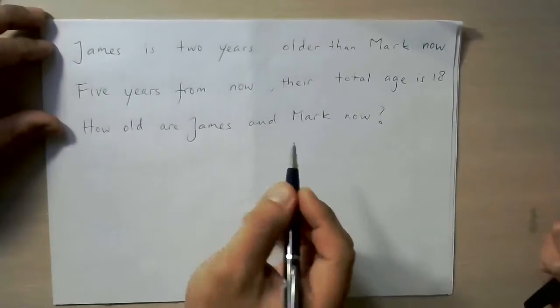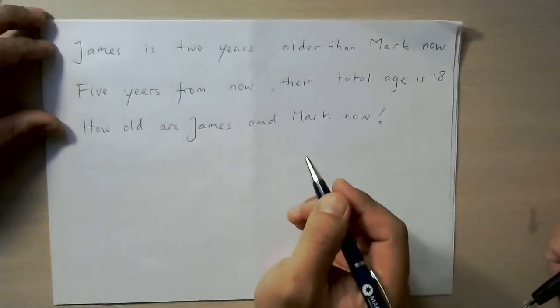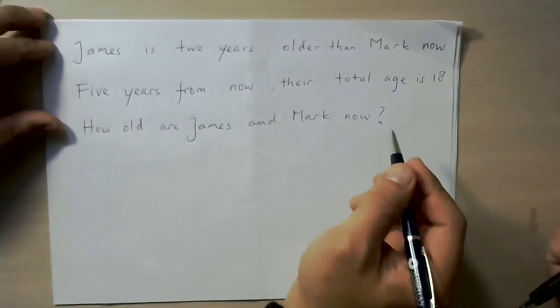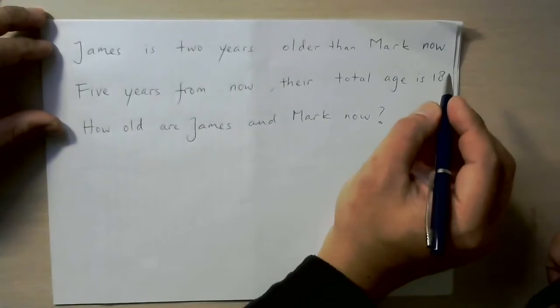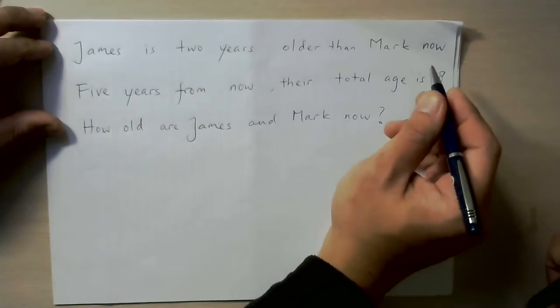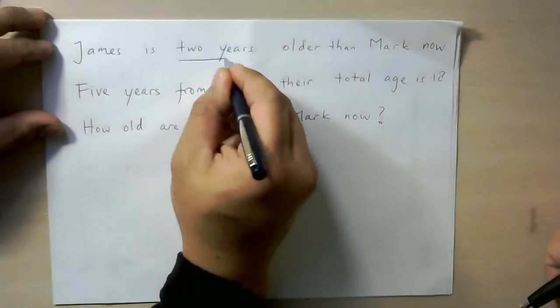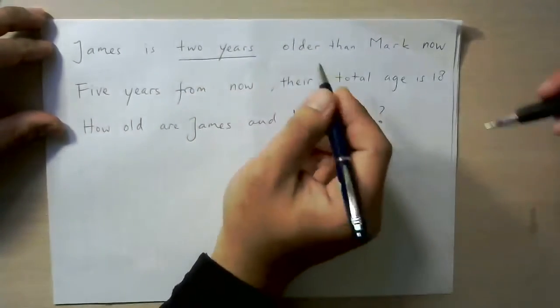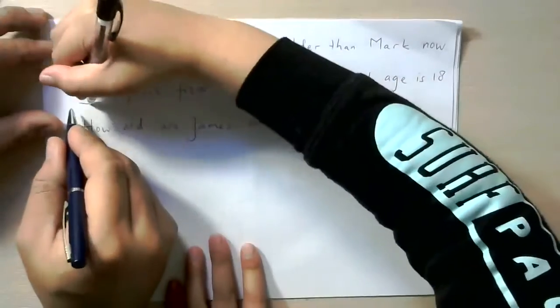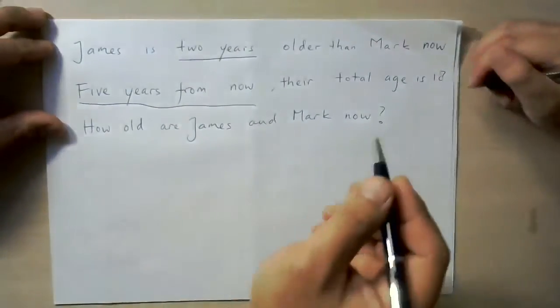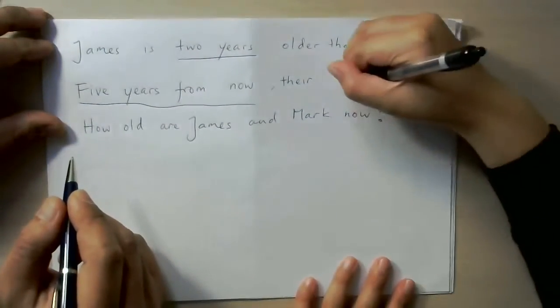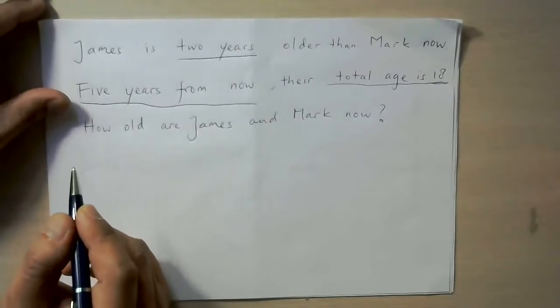Okay, so when you read a question like this, you have to see the important information in the question. For example, James is 2 years older, and 5 years from now, and total age is 18.